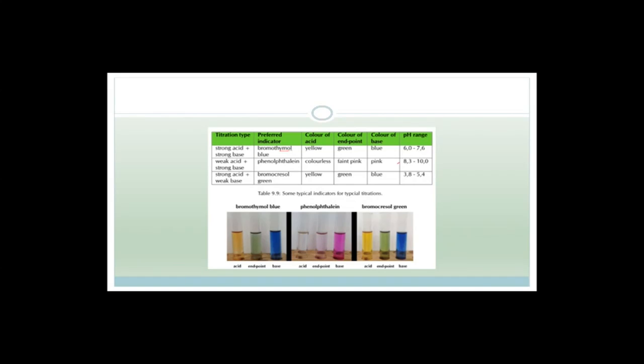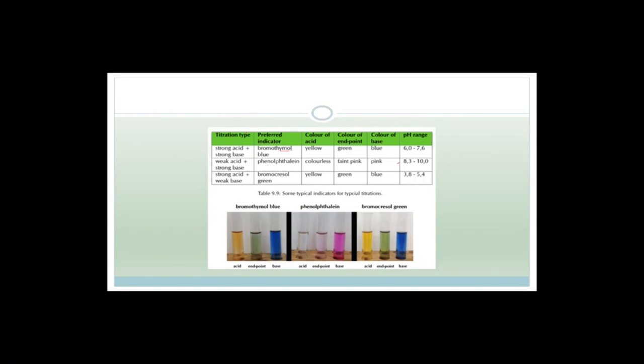There's the standard universal indicator, which has a very wide pH range, so it can be used for any of these. And then obviously your bromothymol blue, the phenolphthalein, methyl orange, all of those are different indicators that you can use depending on the pH range.